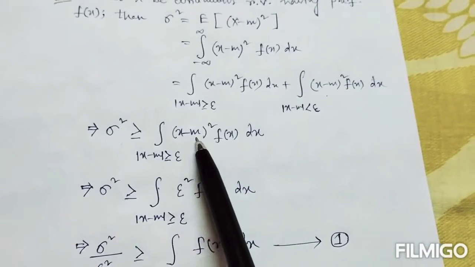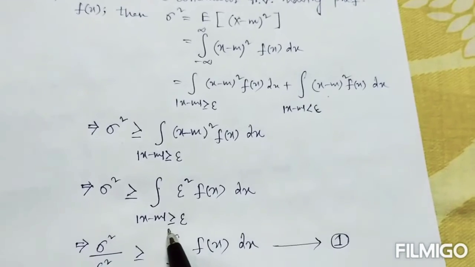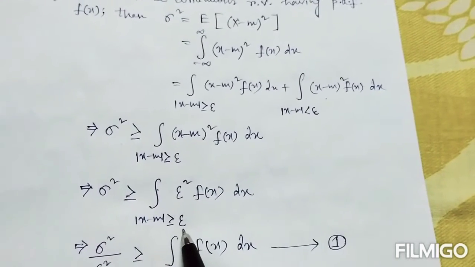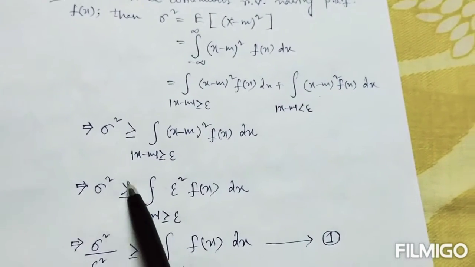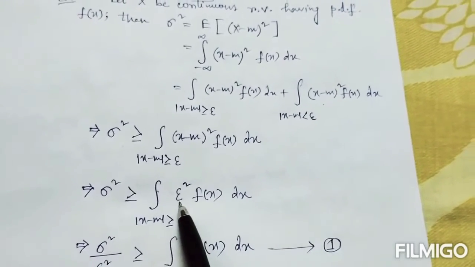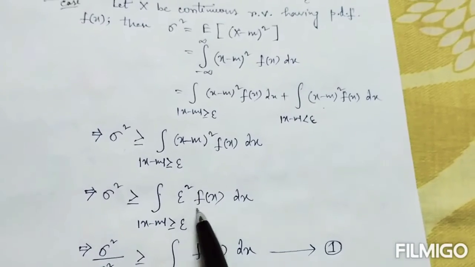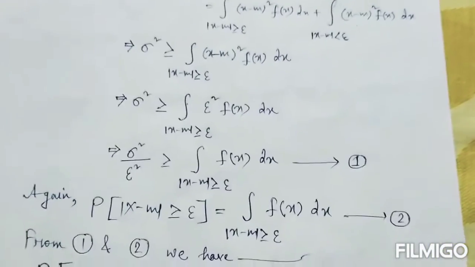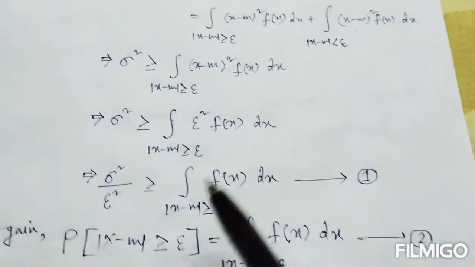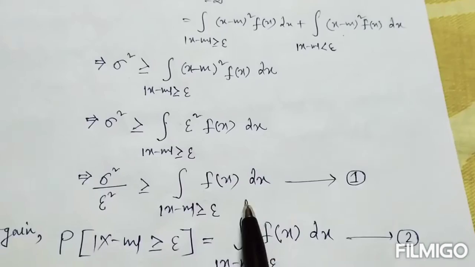We can put the value of x minus m the whole square as epsilon square, since mod x minus m is greater equals to epsilon. So the least value of mod x minus m is epsilon, and sigma square must be greater than or equal to the integral with respect to the least value. So we put x minus m as epsilon. The epsilon square into fx dx implies sigma square by epsilon square greater equals to integration over mod x minus m greater equals to epsilon fx dx. That is number 1.